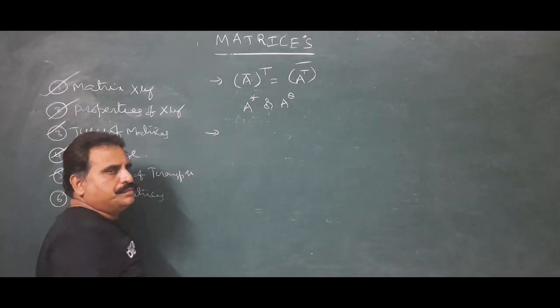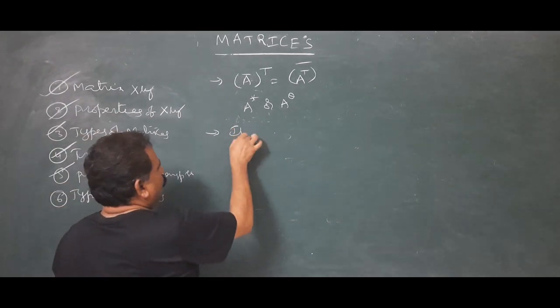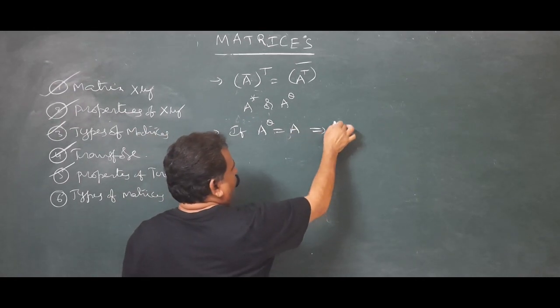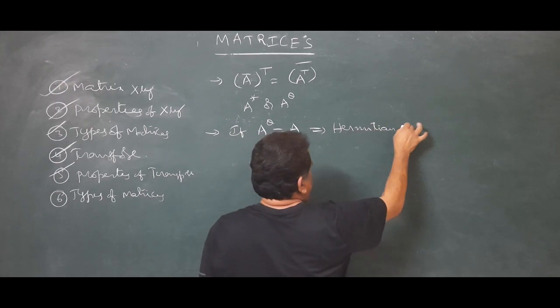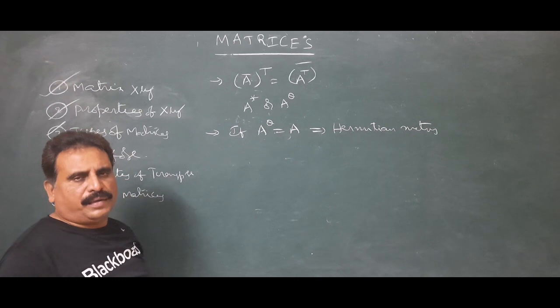Now we are going to another type of matrix. If A theta equal to A, then A is called a Hermitian matrix. Hermitian matrix. Hermitian is a mathematician.